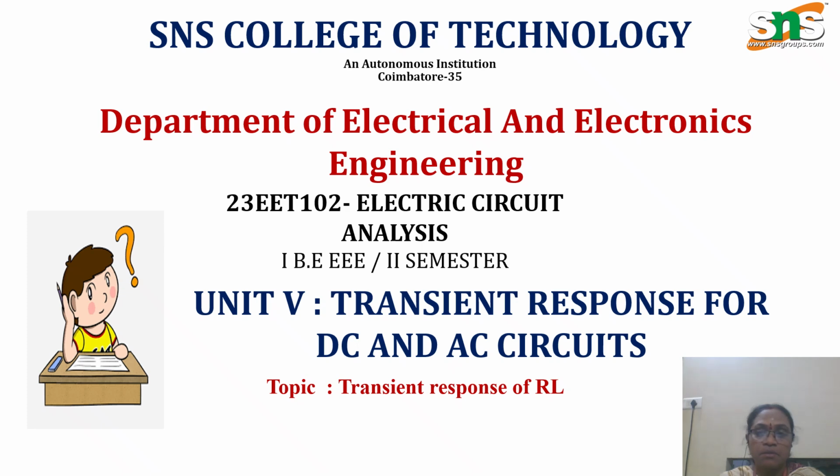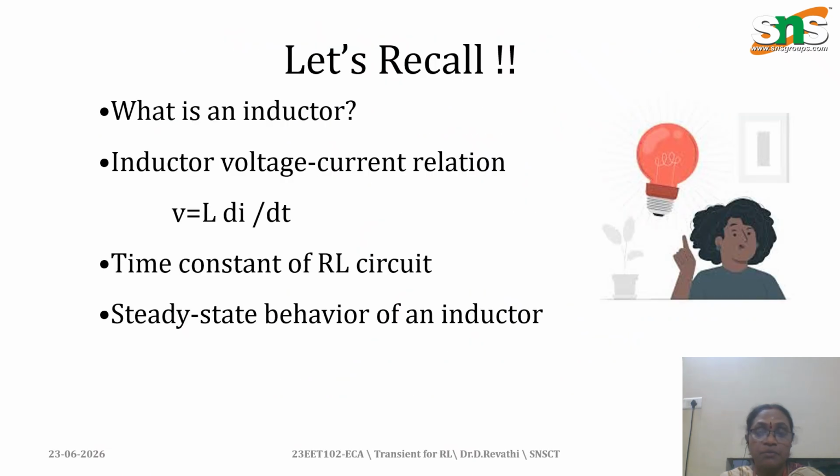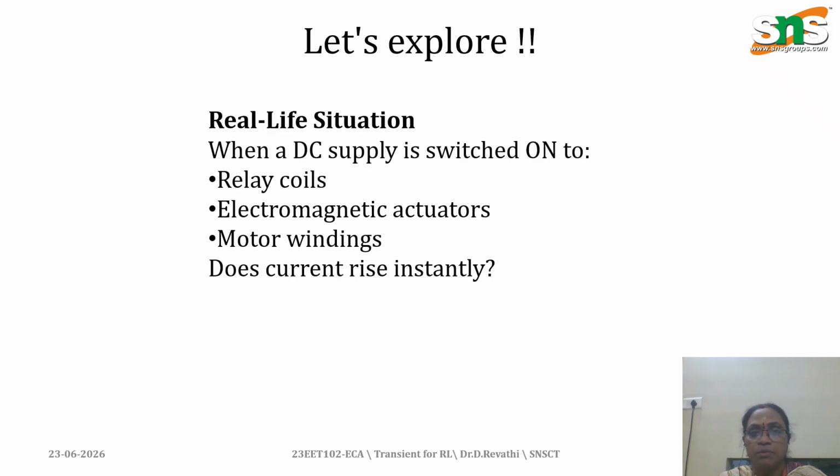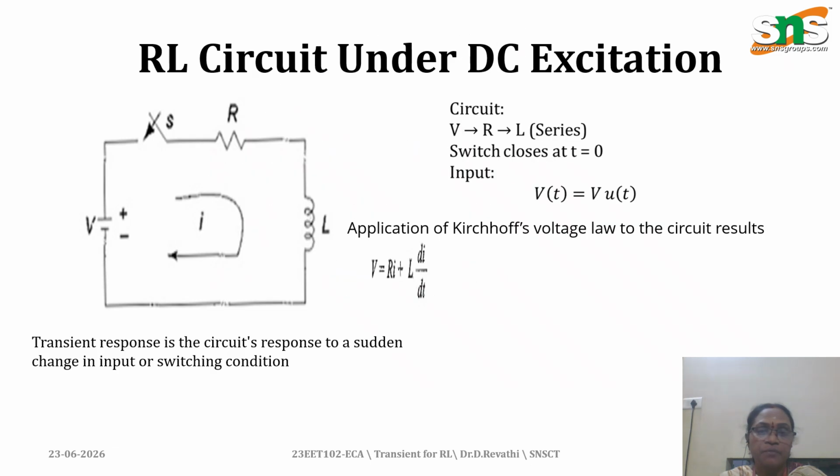Before entering into this session, we have to recall what an inductor is. An inductor is a device which stores energy in the form of a magnetic field. The relationship between voltage and current for the inductor is V equal to L into di by dt. We will also discuss the time constant for the RL circuit and how it behaves in the steady state. These are the topics for the RL circuit under DC excitation.